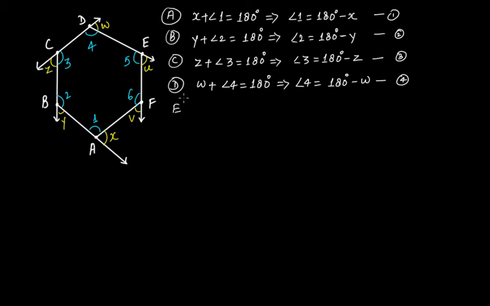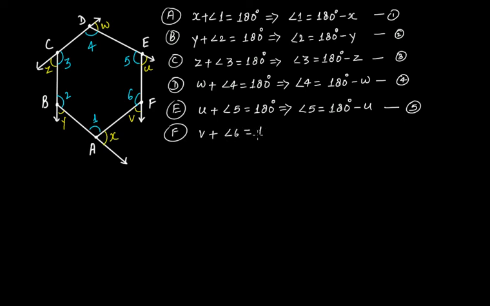4. From vertex E you get U plus angle 5 is equal to 180 degrees, so angle 5 is equal to 180 degrees minus U. And from vertex F you get V plus angle 6 equal to 180 degrees, and this gives you angle 6 as 180 degrees minus V. This is the 6th equation. Now tell me, what's the sum of the internal angles of the hexagon? It is equal to 720 degrees.